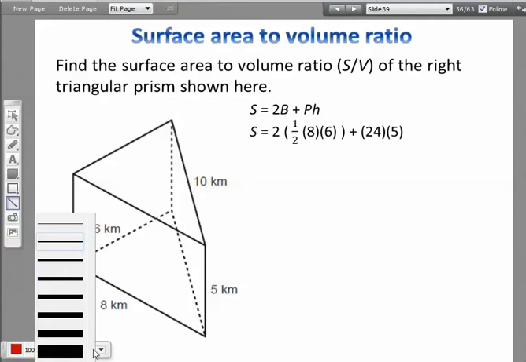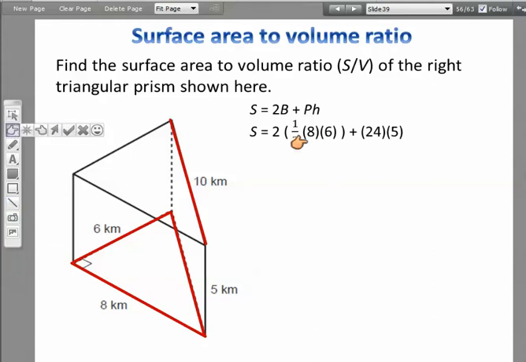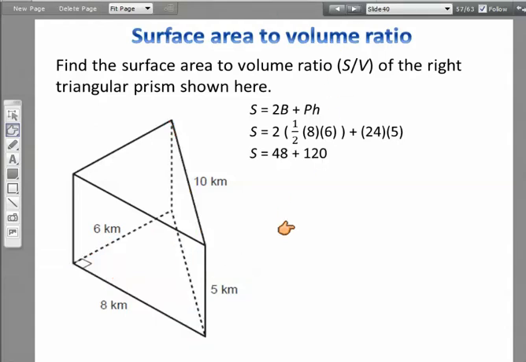Well, you wonder how I figured that out. If you look here, this side right here is 8. This side right here is 6. This side right here is 10. But what might confuse you is they actually wrote it up here. So anyway, if I say 6 plus 8 plus 10, I'm going to get 24 right there. And then the height of my prism is 5. So what I did here was I just did all the math. 48 plus 120. So I got 168 for my surface area.